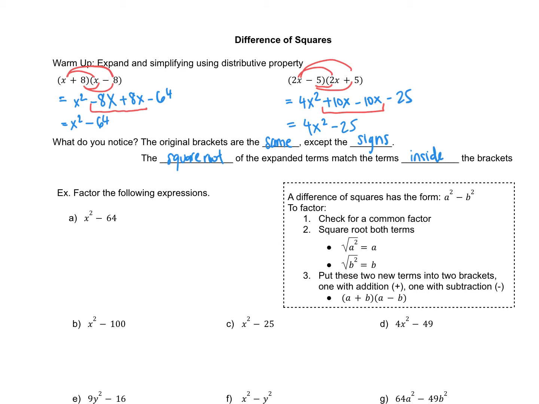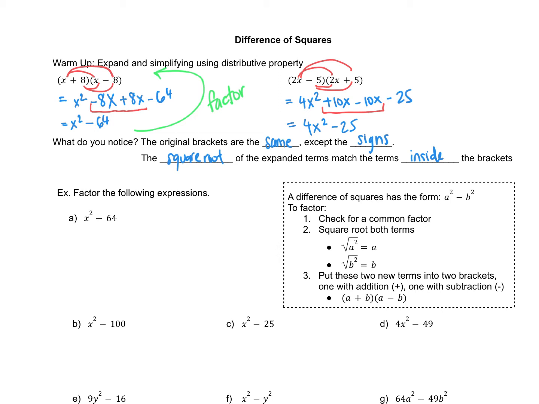Now remember, when we expand, the opposite of that is factoring. So if I were to go from this form to this form, that is us factoring, and that's exactly what we're going to do now. These two-termed expressions that have subtraction and two terms that are square rootable are called difference of squares. Difference because of subtraction, and squares because they are perfect squares, so they are square rootable.